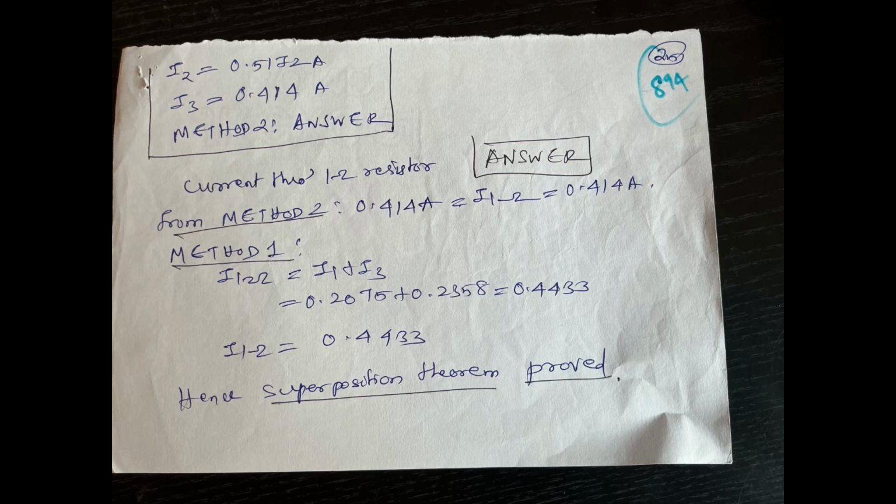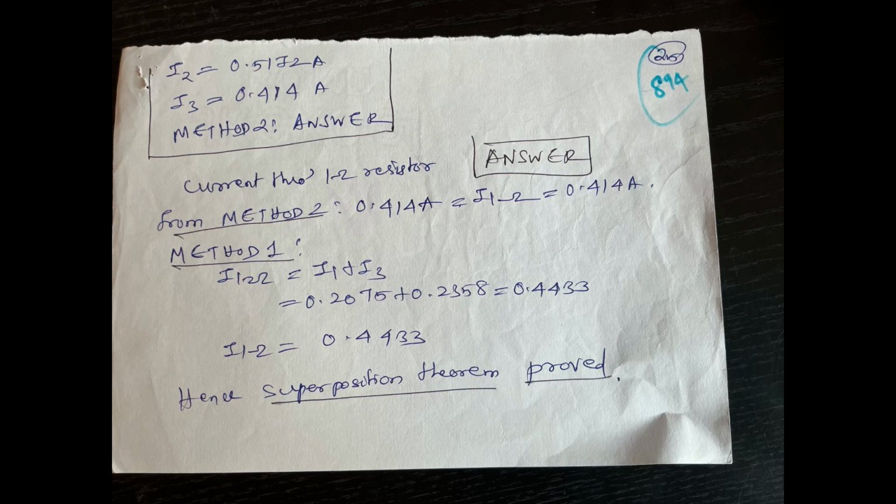I2 is 0.517 ampere, I3 is 0.414 ampere. That is the method 2 answer. The current through the 1 ohm resistor is what the question asks, using the superposition theorem. From method 2, the current through the 1 ohm resistor is I1 plus I3, which is 0.443.